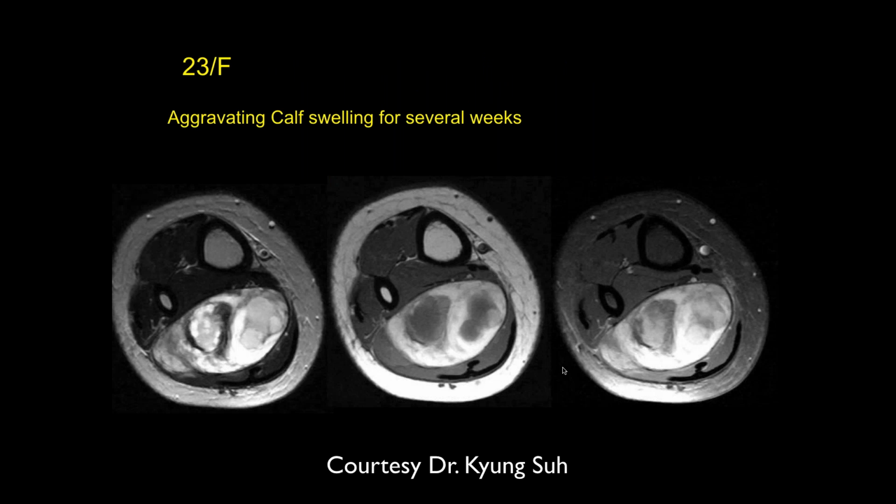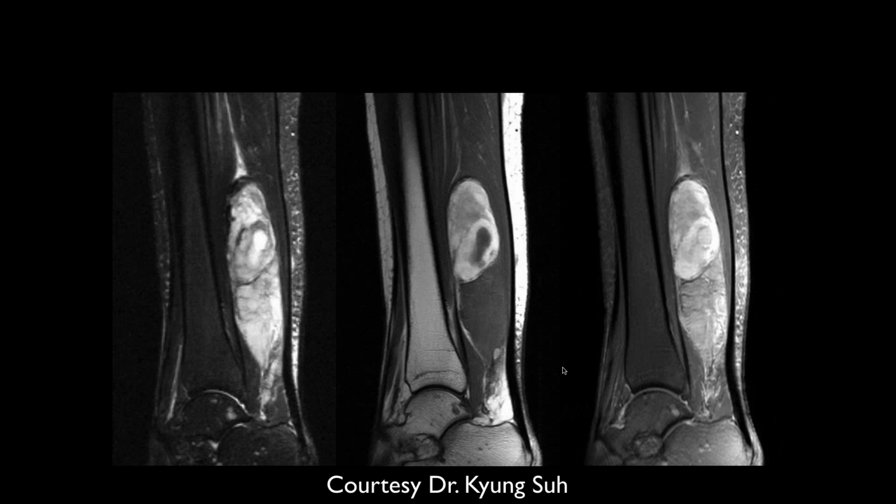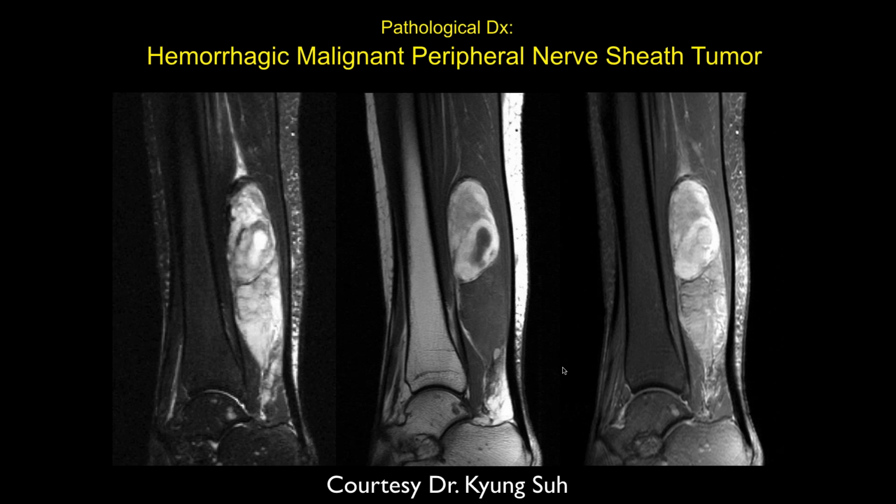Okay, Jeff, what do you think of this one? 23-year-old female with aggravating calf swelling for several weeks, T1, T2, post-contrast. This is a heterogeneous, well-demarcated lesion in the gastrocnemius muscle or plantaris, and it's pretty complex. There's some T1 hyperintensity and T2 hyperintensity, and T1 hypointensity and T2 hyperintensity there. And centrally within it, maybe there's some hemorrhage.